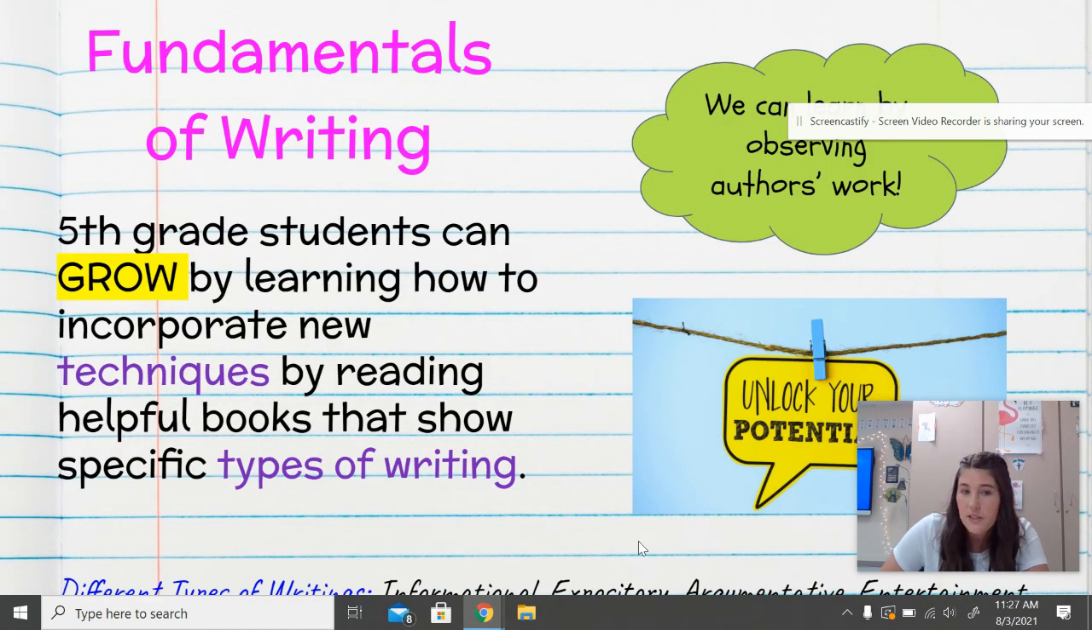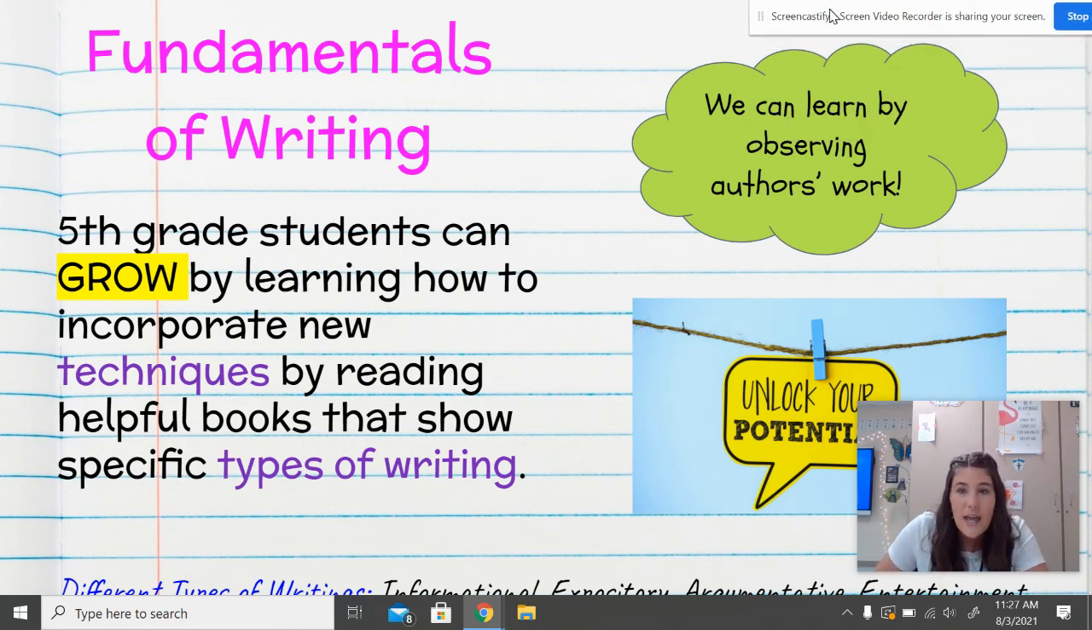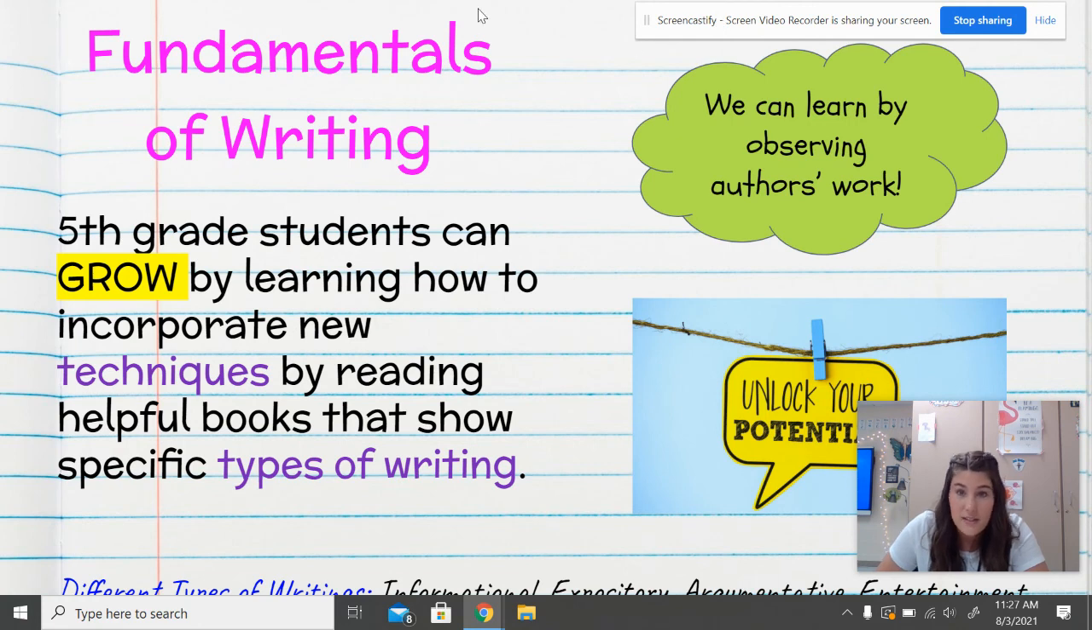And then also, fifth grade students can grow by learning how to incorporate other techniques. Maybe that's by reading books that show specific types of writing. And we're definitely going to be looking at that in our new reading program, in our new ELA program. You're going to see that I might present to you a book that has a perfect example of the type of writing we are working on. So it's a great example to learn and grow from other authors and see what worked for them. So we can learn and observe other authors' work to really grow.